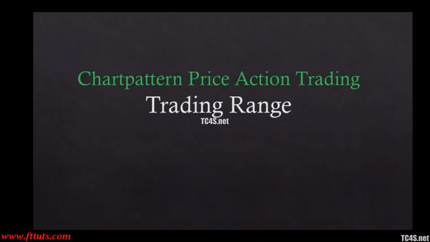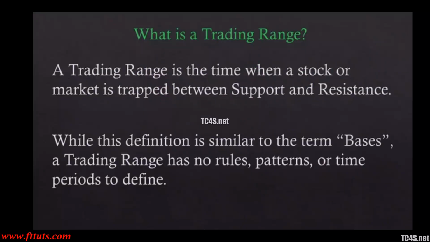What is a trading range? Unlike a trend, a trading range is the time when a stock or market is trapped between two levels, and those levels are usually referred to as support and resistance. While this definition is similar to the term bases that are used in that book, How to Make Money in Stocks, a trading range has no rules, patterns, or time periods to define.